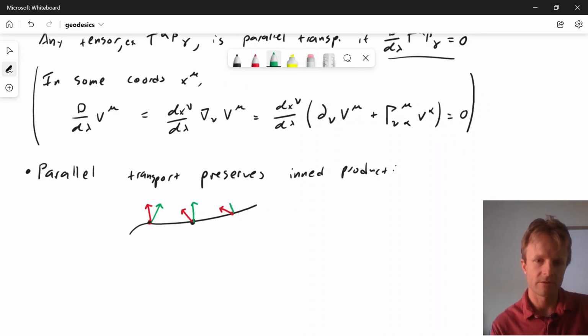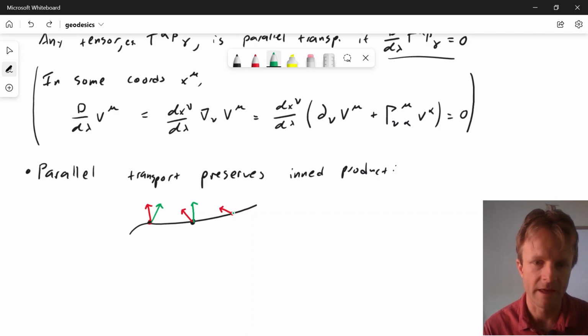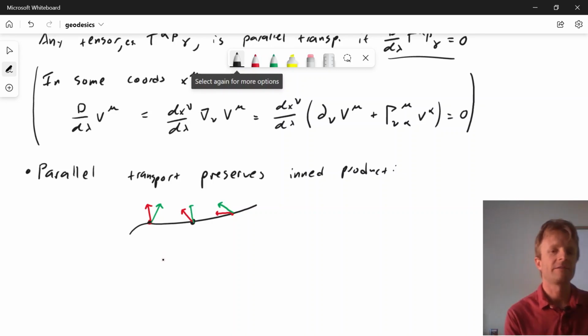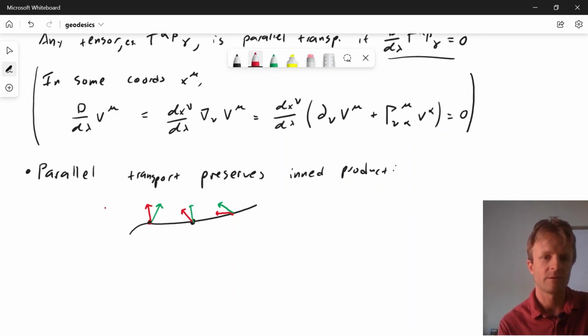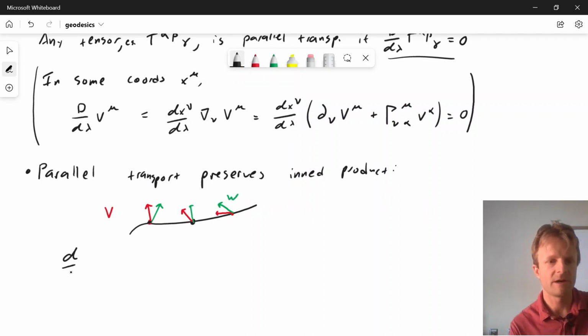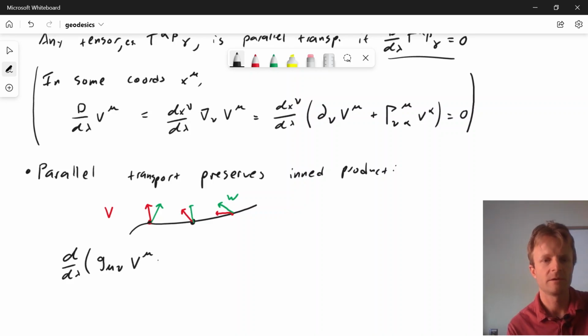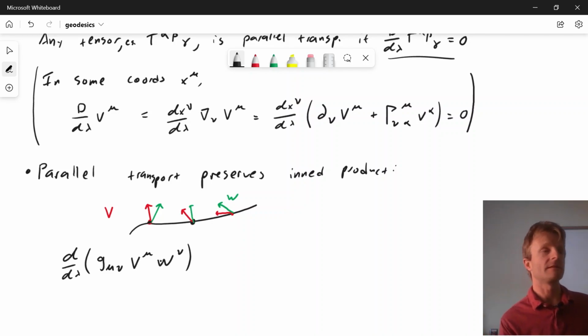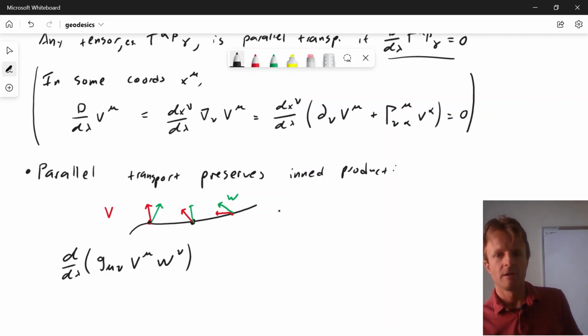And as a consequence, it also preserves length. That's the inner product of a vector with itself. So let's see this mathematically. Let's say the red one is V, the green one is W. What we want to compute then is d by d lambda of the inner product g mu nu v mu w nu. So we expect this to be 0. That'll be the statement that the inner product is preserved along this curve parameterized by lambda.